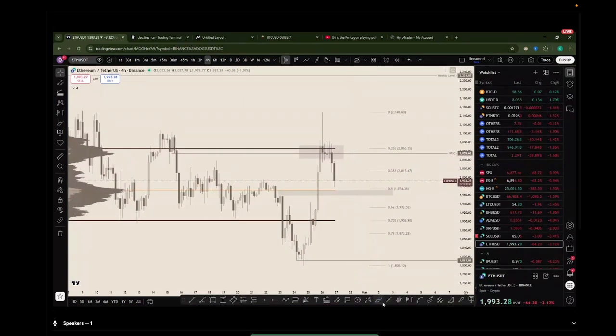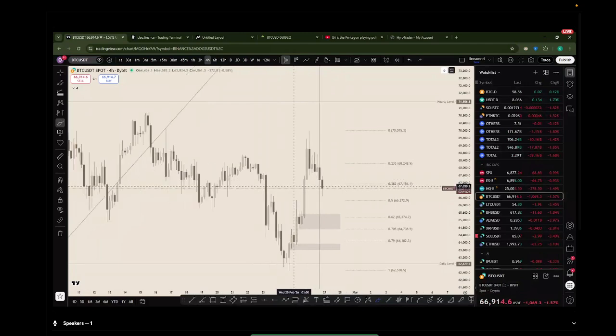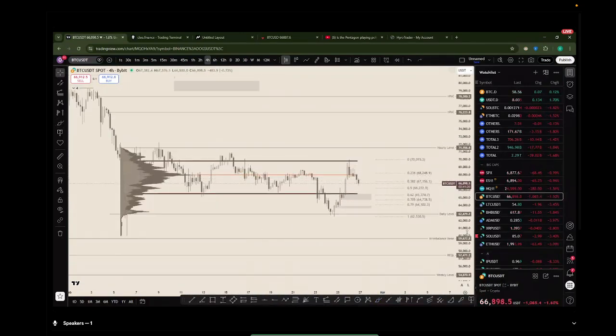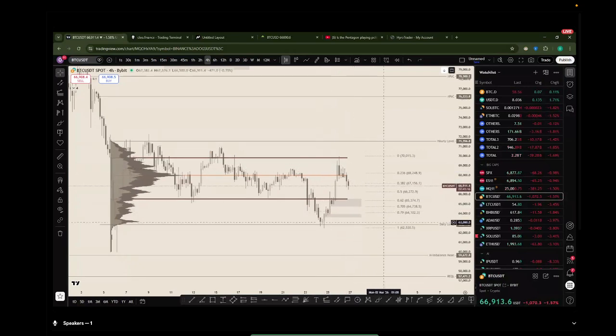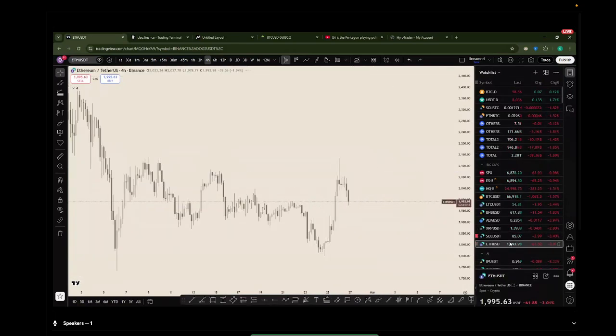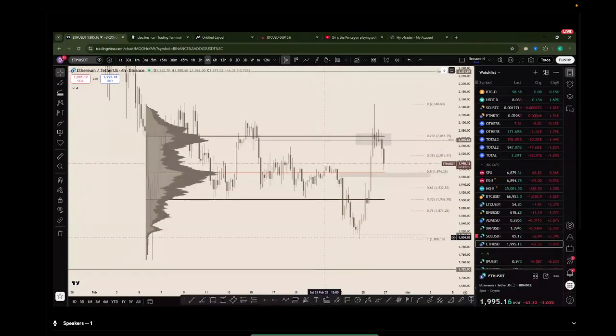And you can already see how Ethereum is acting up at support, how it has not even touched the POC. But if we talk about the Bitcoin, it has already lost its POC. Yeah, you can see it has already lost this orange line. Do you see the difference? That is what I was talking about. Bitcoin is definitely being underperformed by the Ethereum right now, and this is such clean price action, to be honest.